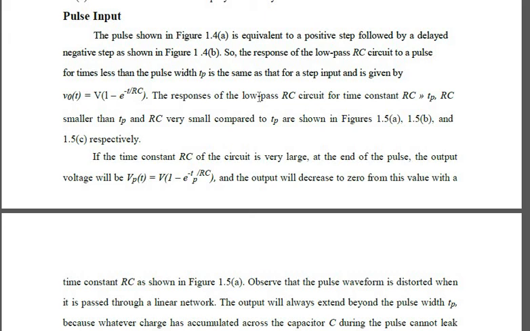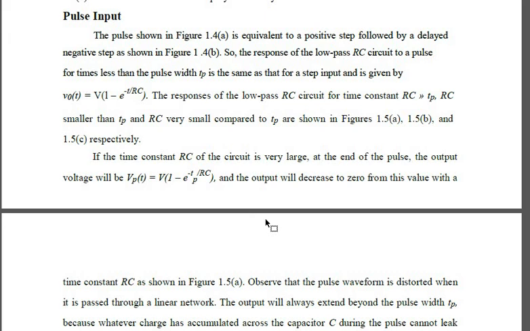If the time constant RC of the circuit is very large, at the end of the pulse the output voltage will be given as Vp of t equals V times (1 minus e to the power of minus t divided by RC). Then the output will decrease to 0 from this value with the time constant RC.